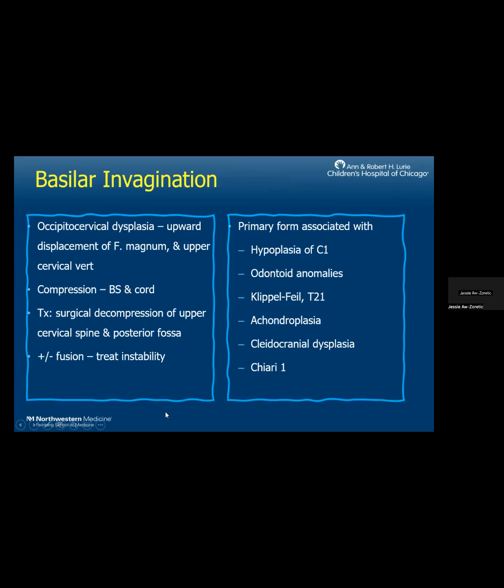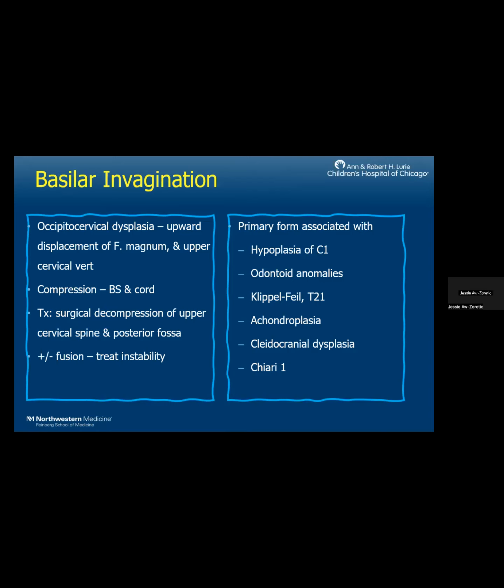So basilar invagination is occipital cervical dysplasia with upward displacement of the foramen magnum and upper cervical vertebral body, which causes compression of the brainstem and cord. It needs to be surgically treated, with surgical decompression of that upper cervical cord and posterior fossa, with or without fusion to treat any instability.